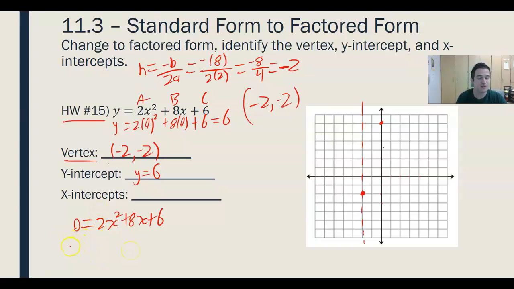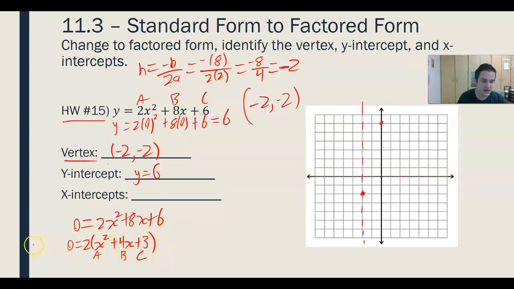Okay, well, to factor this quadratic expression, first I need to take out a greatest common factor, 2. If I divide all those terms by 2, I'll be left with x squared plus 4x plus 3. Okay, so now I have a, b, and c. I'm going to multiply a and c together.